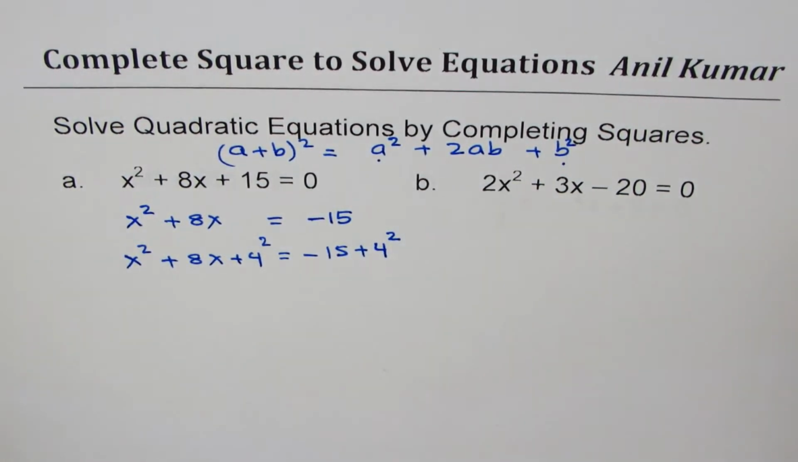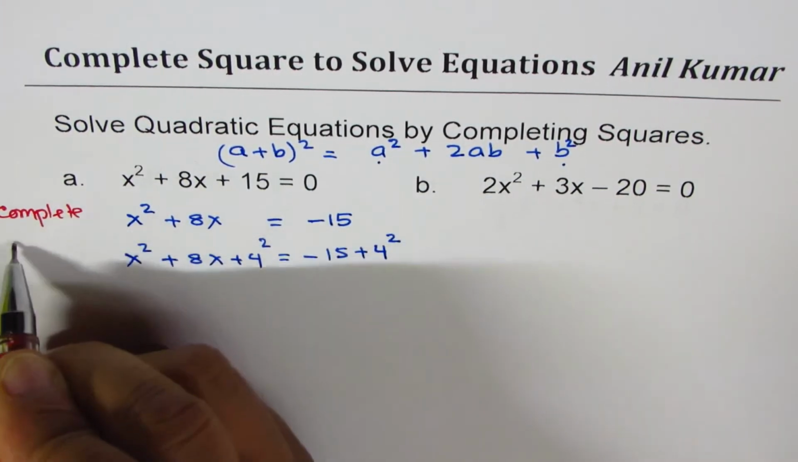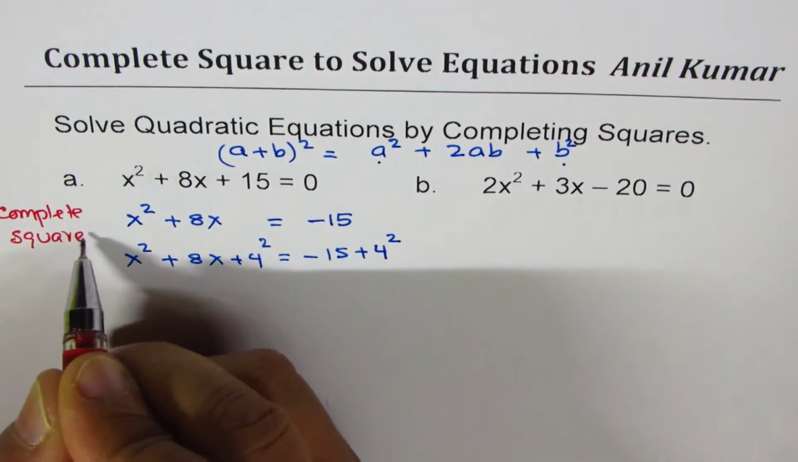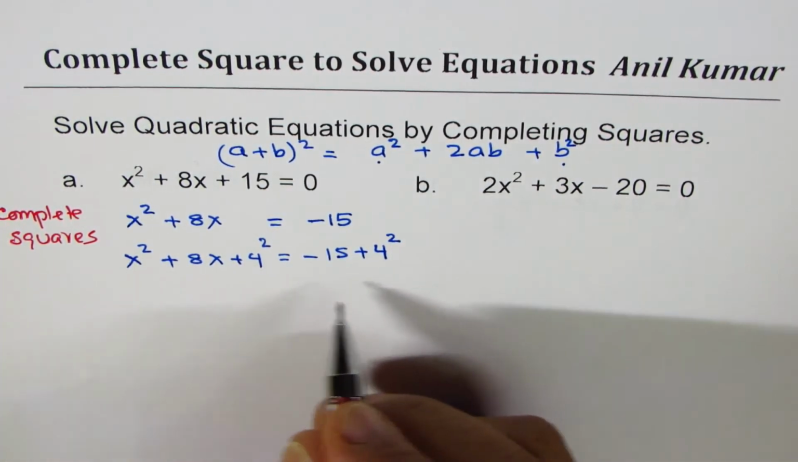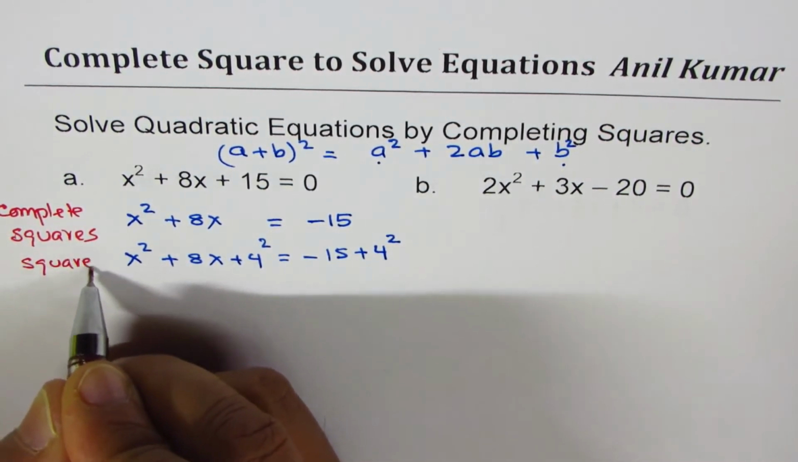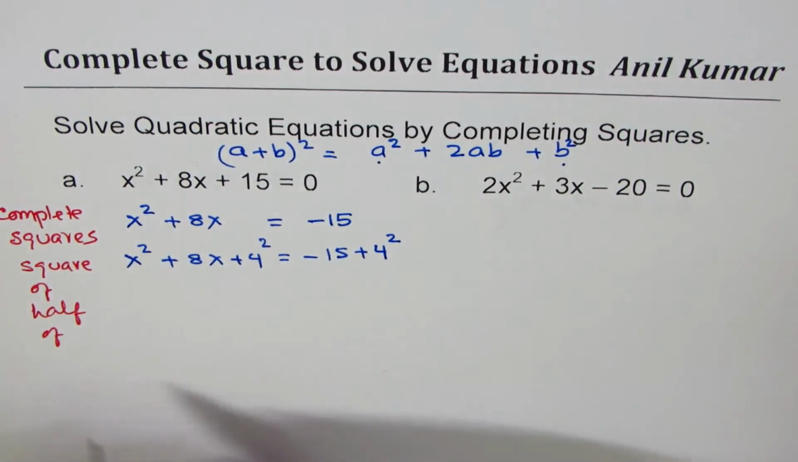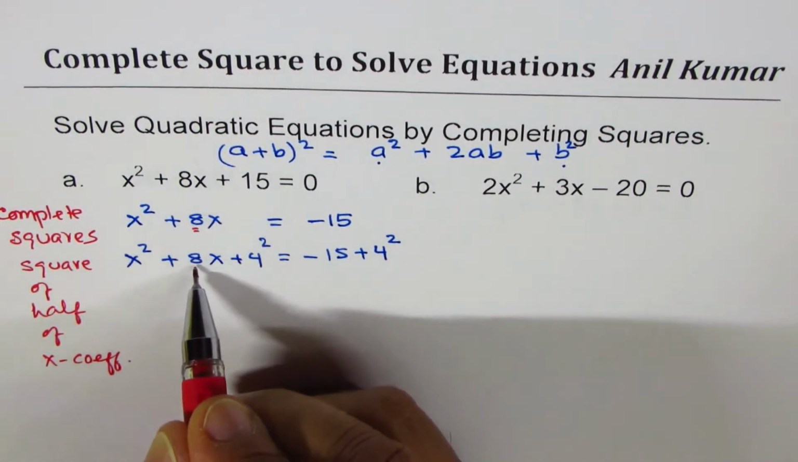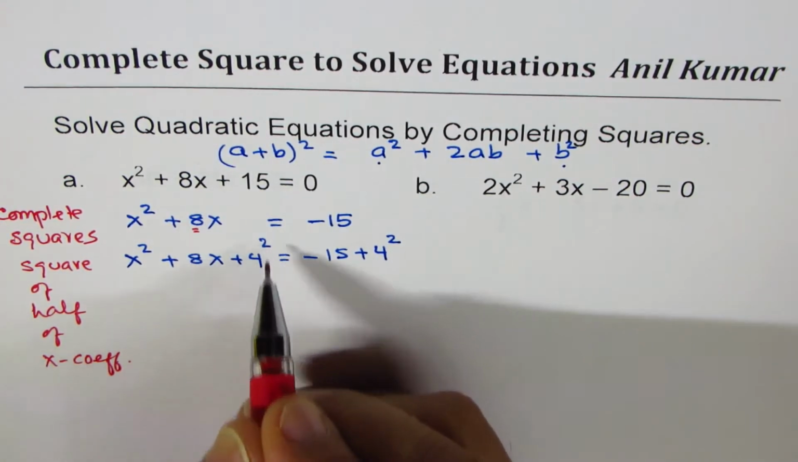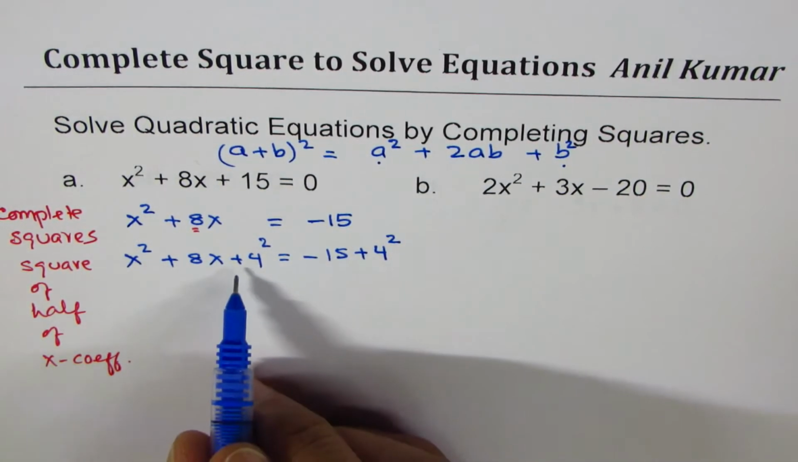So this is very critical, and that is called completing the square. So the steps involve halving the coefficient, squaring it, so you add and subtract the square of half of the x coefficient. So take the x coefficient, make it half and square it. So half of 8 is 4, square it, add to both sides. This is the most critical step which you have to follow. That is called completing the square.